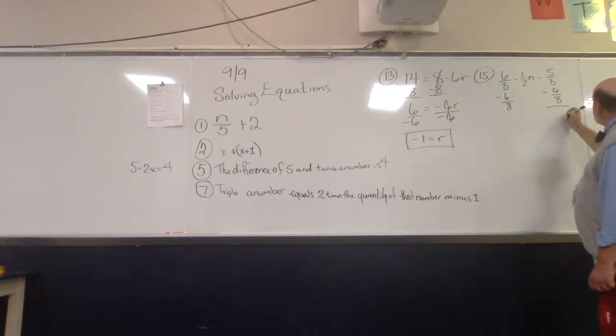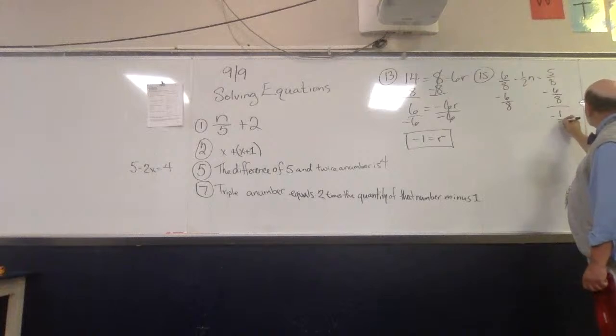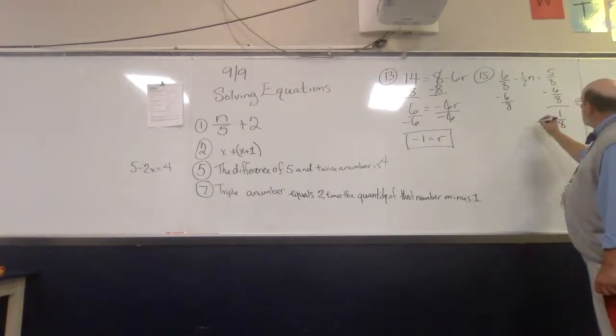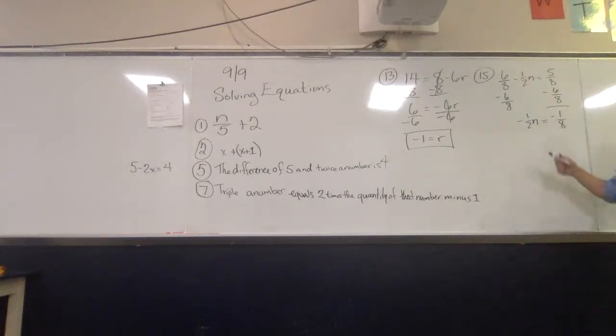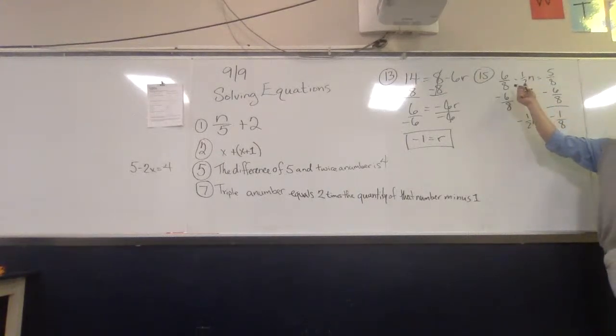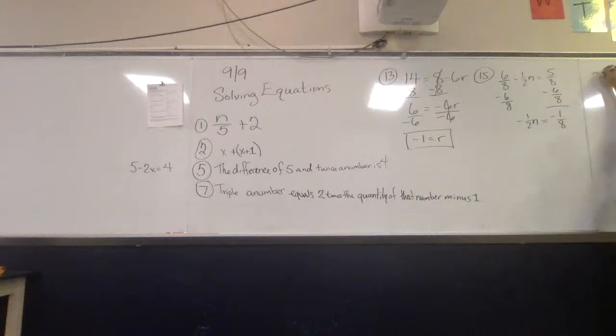5/8 minus 6/8 is how many eighths? Now, if you didn't see that, and you just started here and just did this, you would still have to convert this to eighths to do your subtraction. Does that make sense?